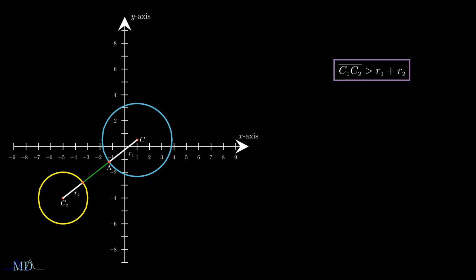If we call A the point of intersection between the segment C1-C2 and the blue circle, and B the point of intersection between the same segment and the yellow circle, we can state that the length of AB is equal to the difference between the length of C1-C2 and the sum of the radii. This is the shortest distance between 2 points of the two circles.